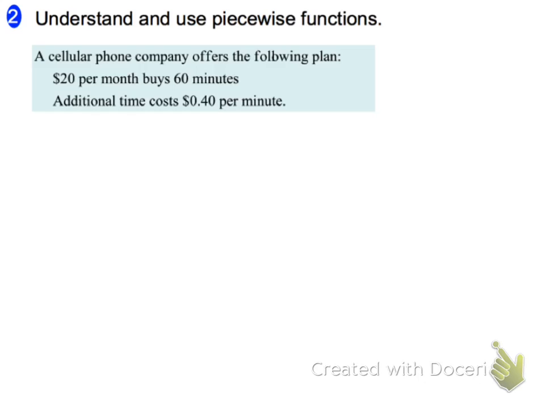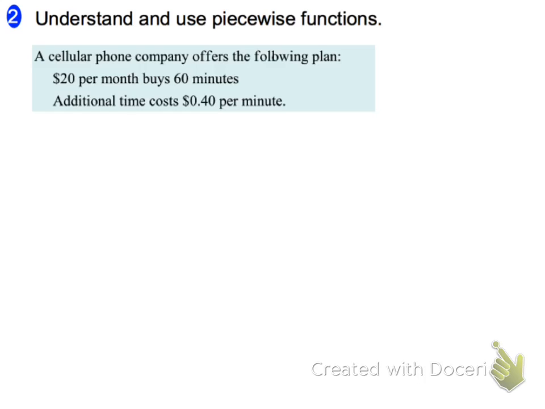So the first question we're going to use is this idea that we have a cell phone company and they offer a plan. They offer $20 a month, and that gets you 60 minutes. After that, you're going to have to pay an additional 40 cents for every minute. So we need a function to represent this, but there are two different things happening. We're paying one amount up to 60 minutes, and then a different amount after we go over 60 minutes. So we need to write a function that has two parts to it.